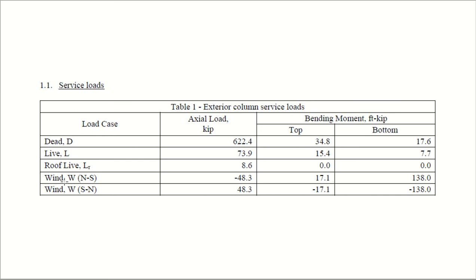Okay, so wind flowing in the north south direction is putting negative 48.3 kips. However, in the opposite direction it is putting positive 48.3 kips. So these both cancel each other in absolute terms. So the bending moment in ft-kip units at the top of the column, you are getting it. You can see the bending moments also cancelling out each other. Okay, so these are the service loads.